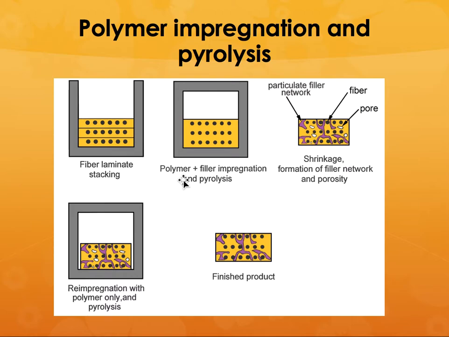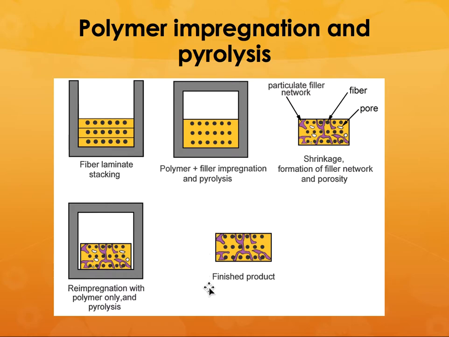Or you can also do what is called polymer impregnation and pyrolysis. You laminate the fibers and then you impregnate that with a polymer, which is a precursor for the matrix. Then you burn out the binder, and then you sinter that. The matrix shrinks, the fibers don't shrink, and so you end up with something like 60-70% volume fraction of the composite material.